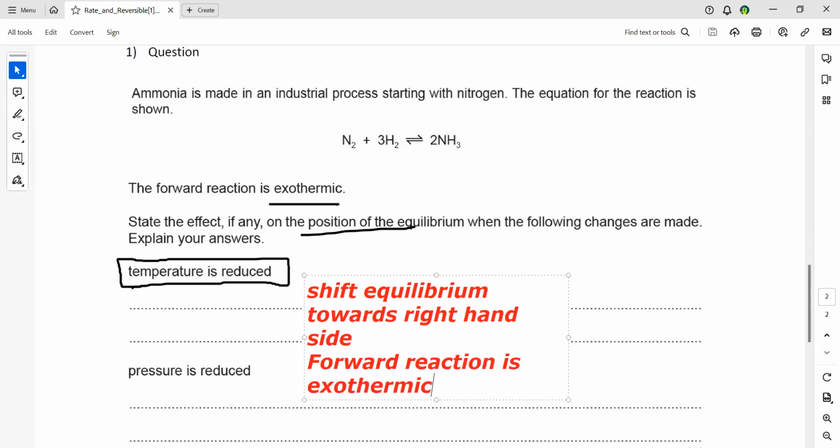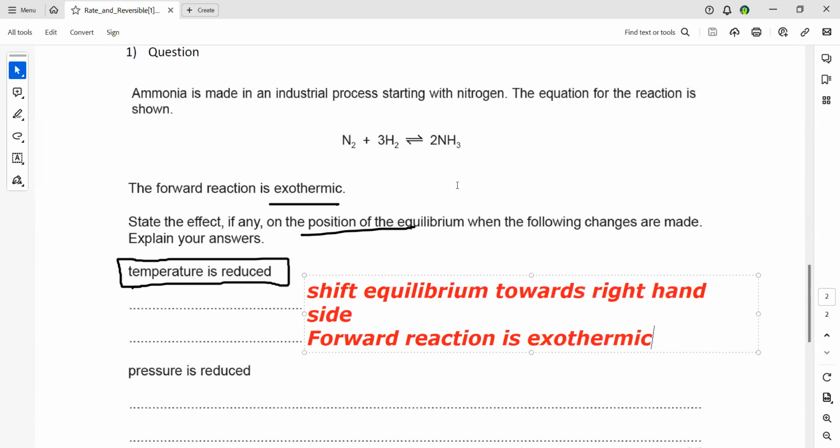exothermic. So whenever you have an exothermic reaction and you reduce the temperature, the equilibrium will always shift towards the right. The forward reaction is exothermic, which means the reaction is giving out energy.